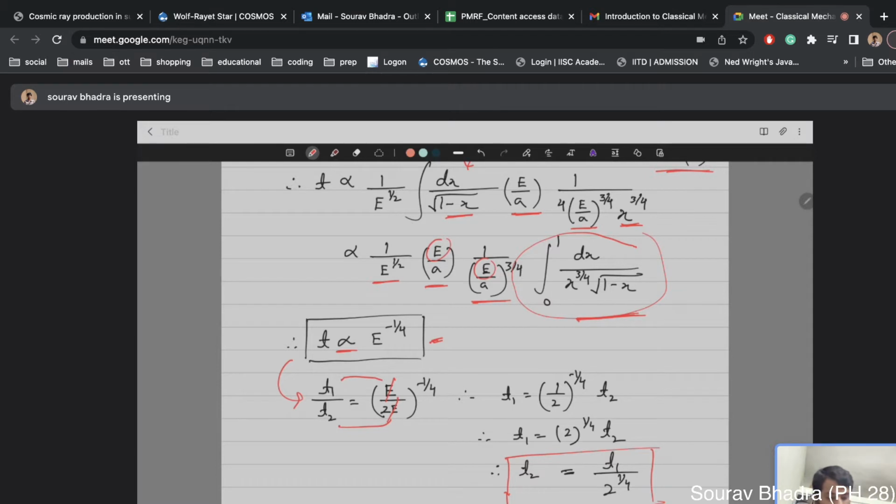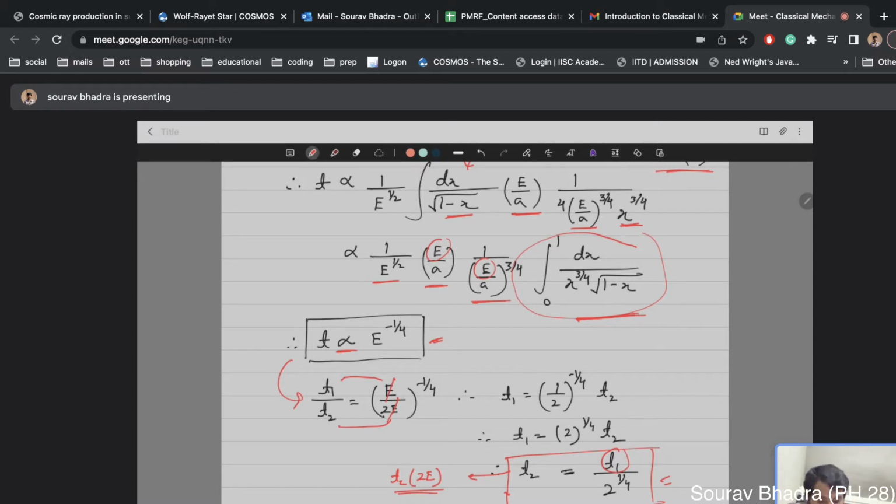That means t2 is the new time period, which corresponds to 2E energy. So if the energy increases by 2 times the previous energy, your time period will decrease by a factor of 2 to the power 1 by 4th from your initial time period, which was t1. So your new time period is 2 to the power 1 by 4th times less than the previous time period. So this is our result.